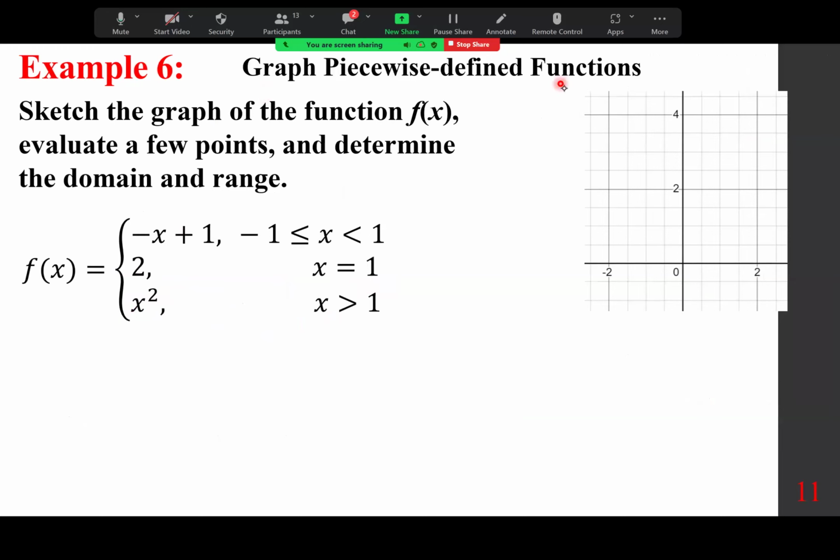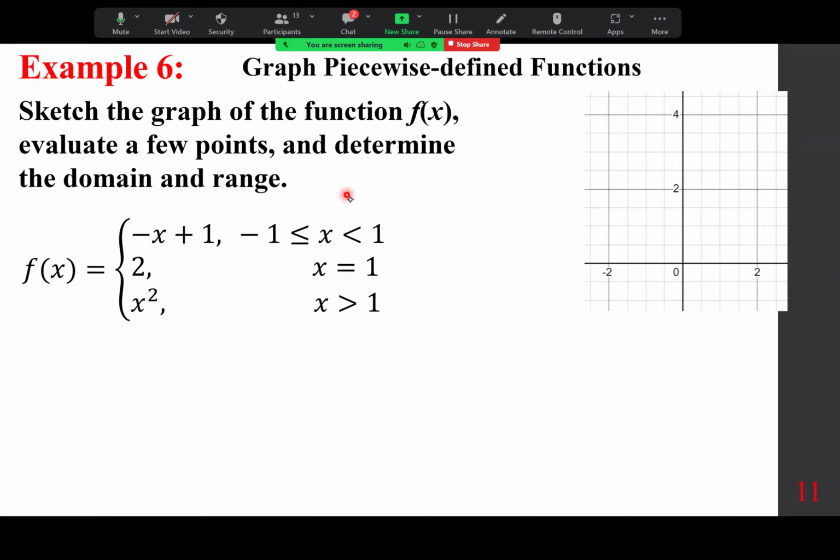Graph a piecewise defined function. Sketch the graph of the function f of x. Evaluate a few points and determine the domain and range. As far as evaluating a few points, let's first do that. Then I want to show you again how we graph them piece by piece and then put them together.